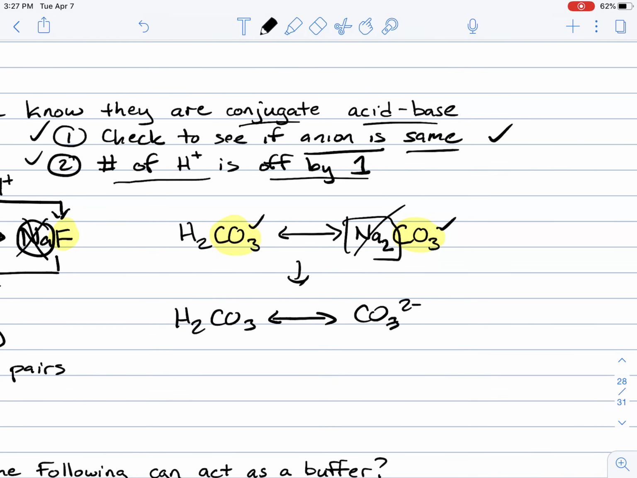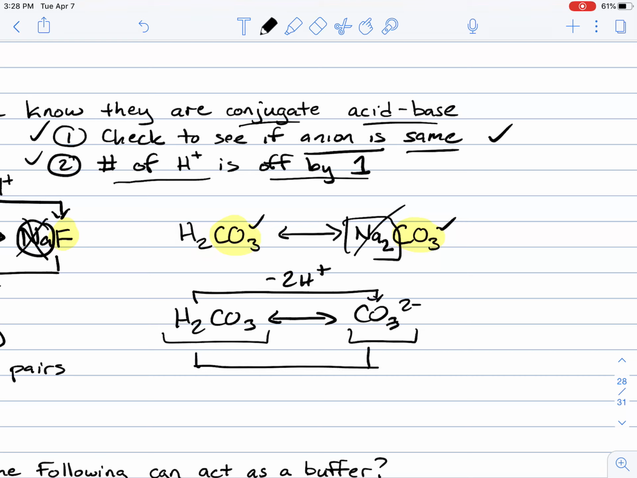So remember, sodium does not affect the pH of the solution because it's a group 1A element. And according to first semester general chemistry, you know that sodium is a spectator ion. And so therefore we can completely ignore it. We know that it's just in the background floating, doing nothing. And so here in this case, what we have is carbonic acid and carbonate. Now, if you look in the forward direction, for me to go from carbonic acid to carbonate, I would have to lose 2 hydrogen ions. And if I go in the reverse direction, for me to go from carbonate to carbonic acid, I would have to gain 2 hydrogen ions.